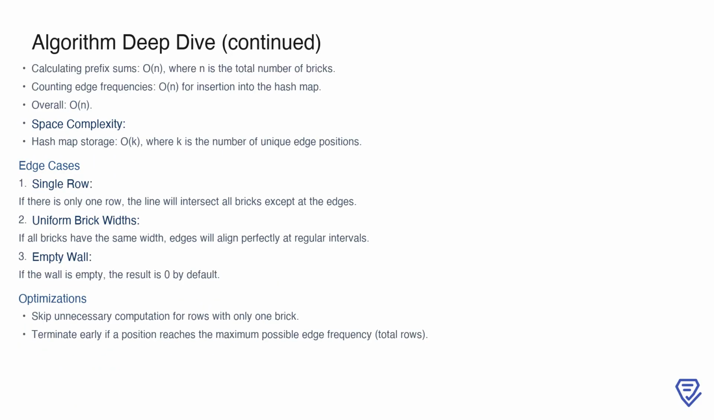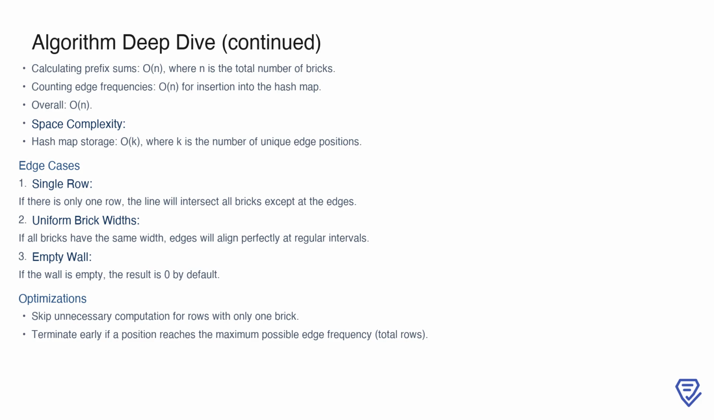Analyzing the time complexity, calculating prefix sums for all rows takes O(n), where n is the total number of bricks in the wall. Counting edge frequencies using a hash map also takes O(n), as we insert each edge position once per brick. Therefore, the overall time complexity is O(n). For space complexity, the hash map requires O(k) space, where k is the number of unique edge positions.